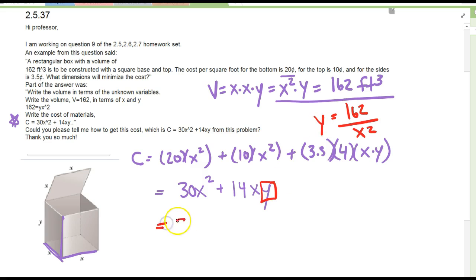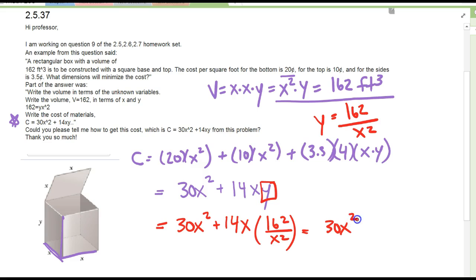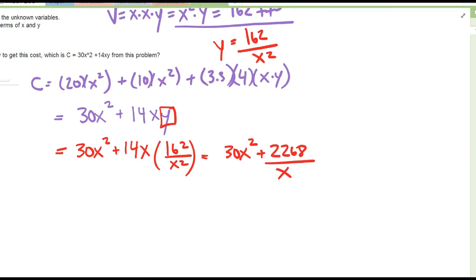So my new cost function would be 30x squared plus 14x times 162 over x squared. Cleaning that up, I get 30x squared plus 162 times 14, which would be 2,268 over x. So this is my cost function.